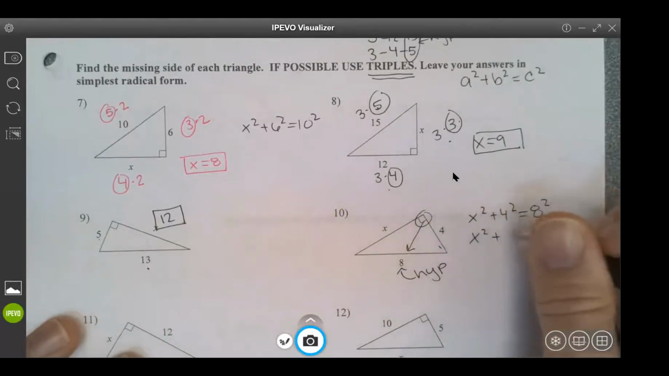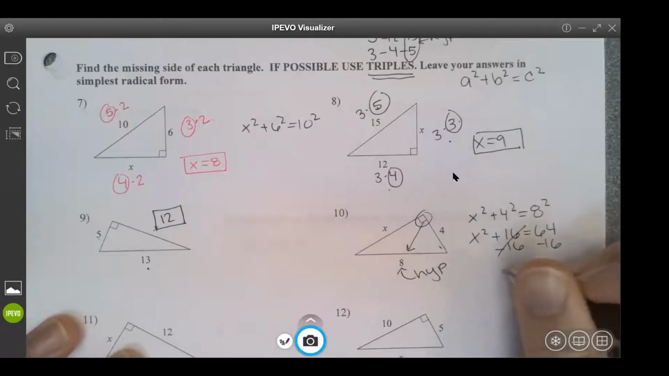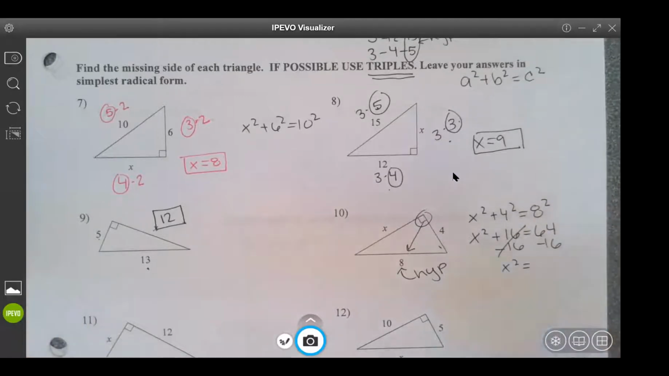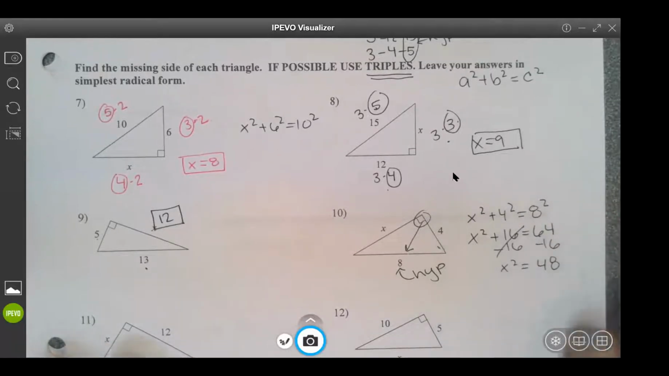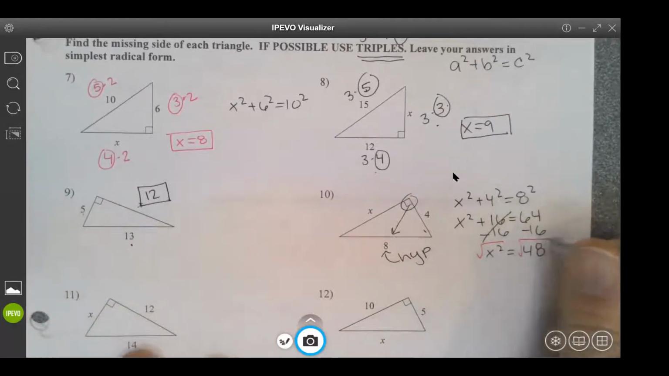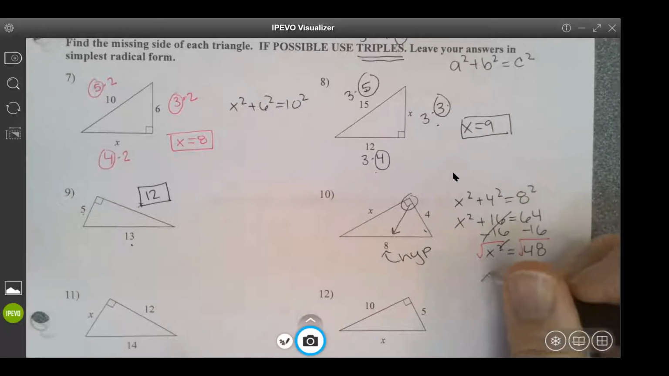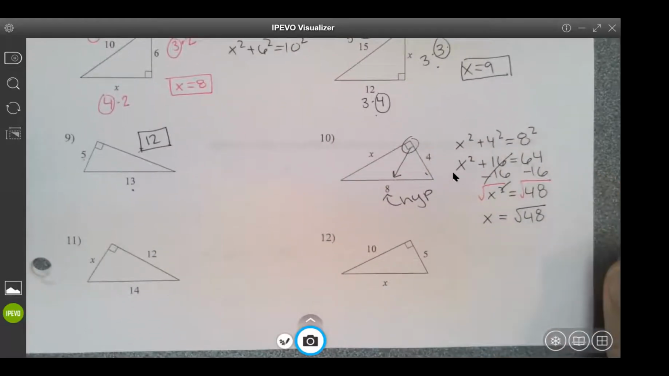And then I solve from there. So 4 squared, 16, 8 squared, 64. And it's just like solving an equation. Subtract 16. X squared equals, not in a place to do mental math today, 48. So from here where I have x squared, the inverse of x squared is taking the square root of both sides, which leaves me with x equals the square root of 48. Now, we wouldn't leave a radical that can be simplified. What perfect square number goes into 48?